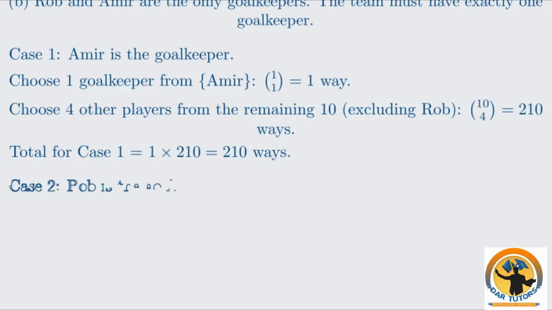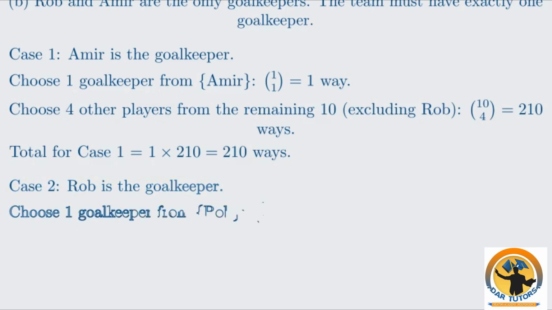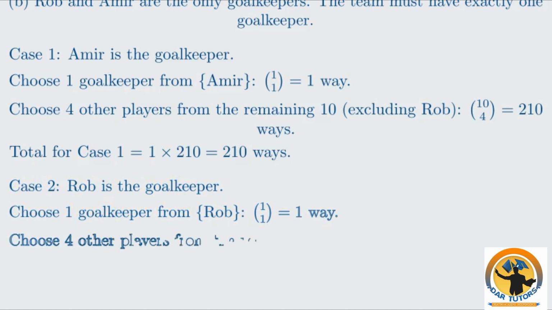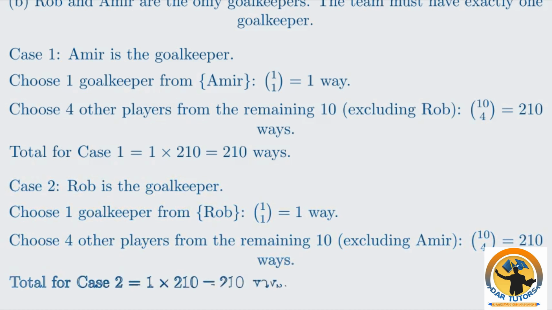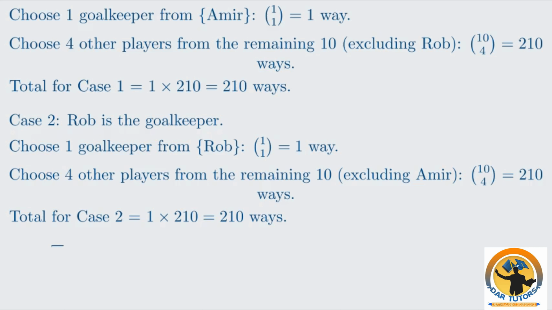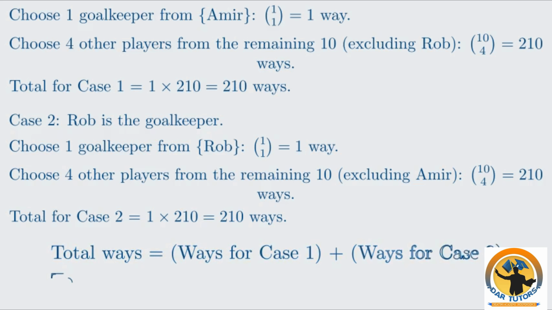Case 2. Rob is the goalkeeper. Similarly, there's one way to choose Rob. We again need to choose 4 more players from the remaining 10. This is also 10c4, or 210 ways. Finally, we add the results from our 2 mutually exclusive cases. The total number of ways to choose the team is 210 plus 210, which equals 420.